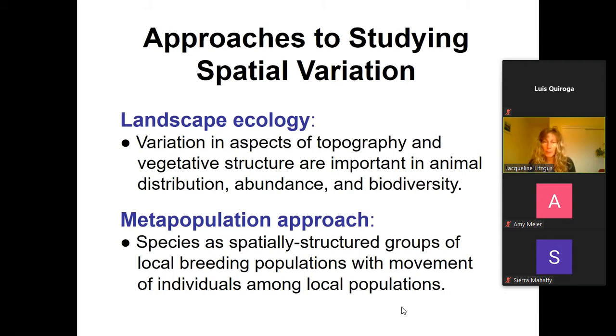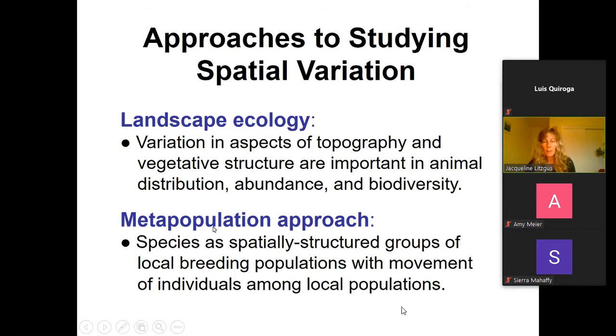And then there's a metapopulation approach. This is the study of species when you view them as spatially structured groups of local breeding populations. So you'll have these local breeding populations, and you can have individuals that move between them. This is going to have an impact, of course, on what's happening to the population. So again, the species is spatially structured groups of local breeding populations, and then you're going to have movement of individuals among those local populations.